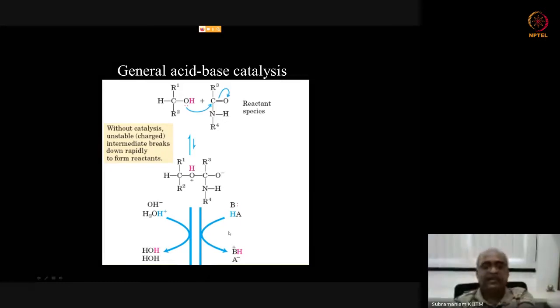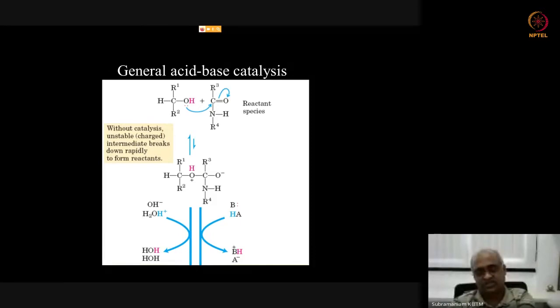When they provide a proton, you call it acid catalysis. When they accept, you call it base catalysis. This is what you call general acid-base catalysis, where the proton donor or acceptor is not water but something else. Here the catalyst, by temporarily accepting or temporarily providing a proton, stabilizes an unstable intermediate structure.